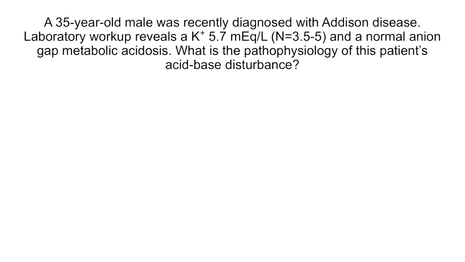A 45-year-old male was recently diagnosed with Addison disease. Laboratory workup reveals a potassium of 5.7 and a normal anion gap metabolic acidosis. What is the pathophysiology of this patient's acid-base disturbance?